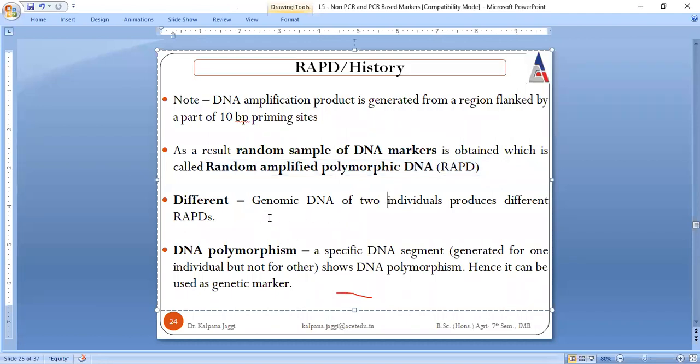But this must be noticed: for one genomic DNA there are different RAPD bands existing, and for the genomic DNA of other individuals, the RAPD are different. So a specific DNA segment that shows DNA polymorphism can also be utilized as a genetic marker.